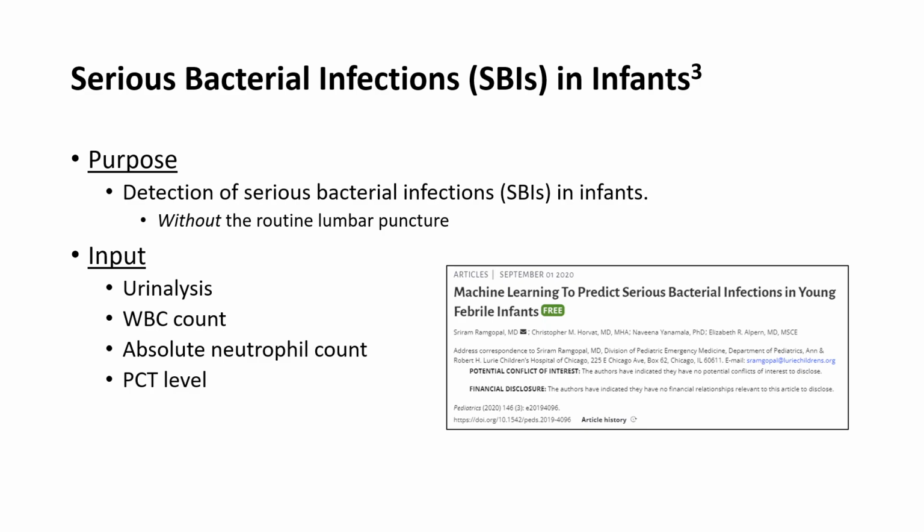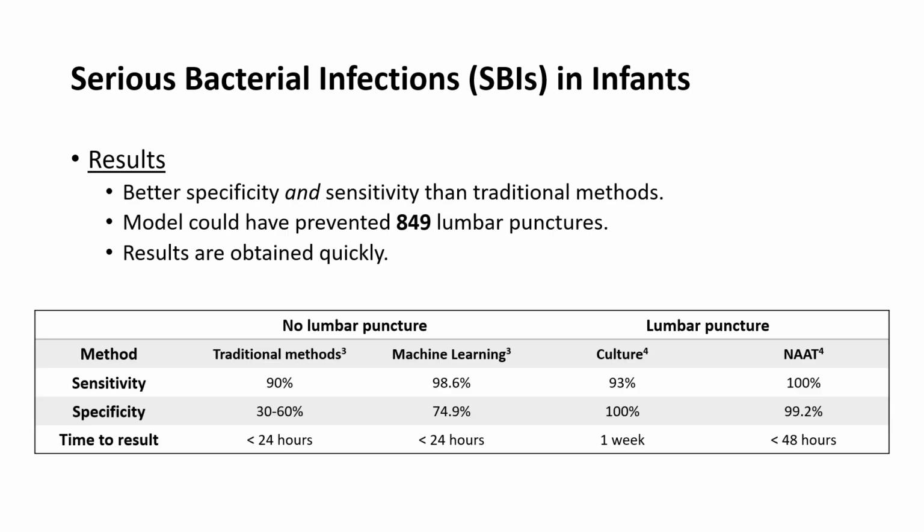This includes data obtained from urinalysis, a complete blood count, a differential white blood cell count, and a procalcitonin test. And these were used as inputs to the model, with the output indicating the risk that a given febrile infant does have a serious bacterial infection.